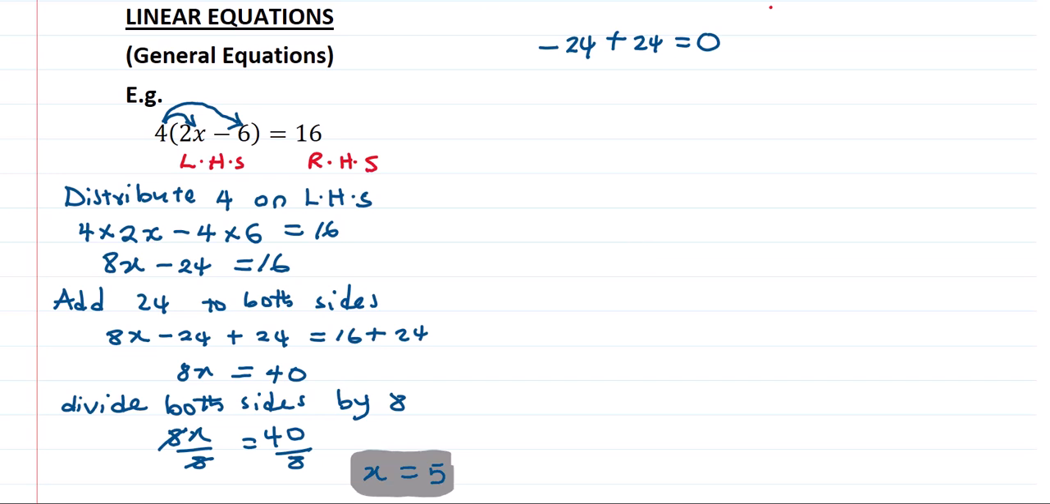Okay, that's 5. So let's solve the next question. To solve for m in this equation, this is the left hand side and this is the right hand side. On the left hand side, we need to expand. So let's expand the left hand side. That simply means distributing 3.